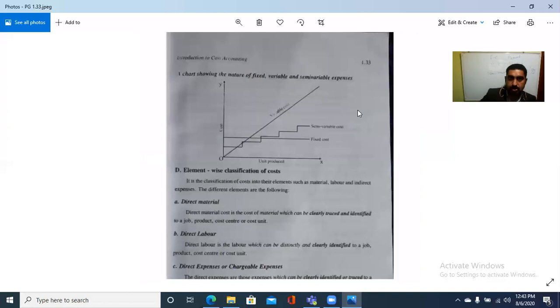From the diagram showing, OY is the cost and OX is the production. Variable cost tends to vary according to the production level, while fixed cost remains constant, that is parallel to the x-axis. While semi-variable means half of the part is fixed, while the other part is changing like a snake, that is semi-variable.